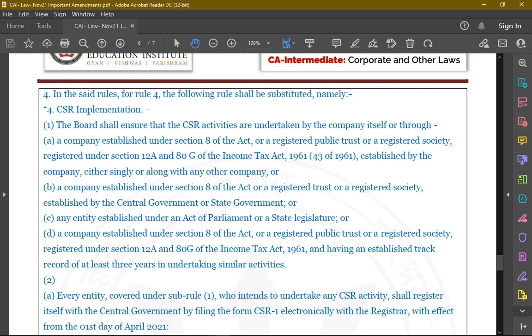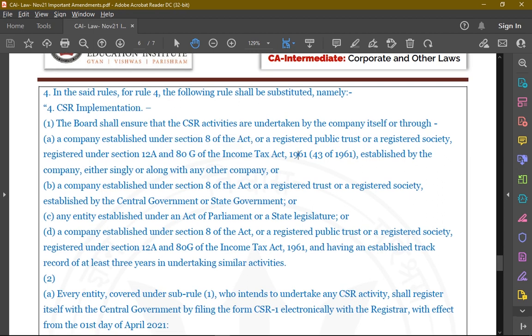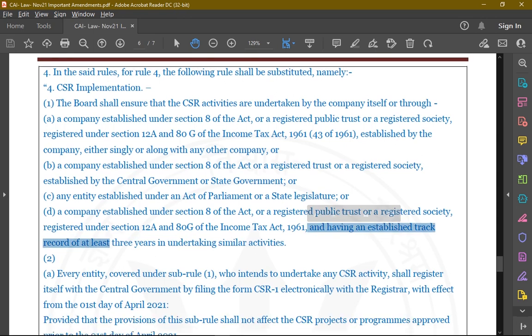What does it say? CSR implementation. The board shall ensure that the CSR activities are undertaken by the company itself or through, and this "through" contains these 4 different points. A company established under Section 8 or a registered public trust or registered society, having 12A and 80G certification as per the Income Tax Act. Second, a Section 8 company or any registered trust or society established by the central government, or any established under an Act of Parliament, or a company established under Section 8 or registered public trust or registered society registered under 12A and 80G of the Income Tax Act and having an established track record of at least 3 years.